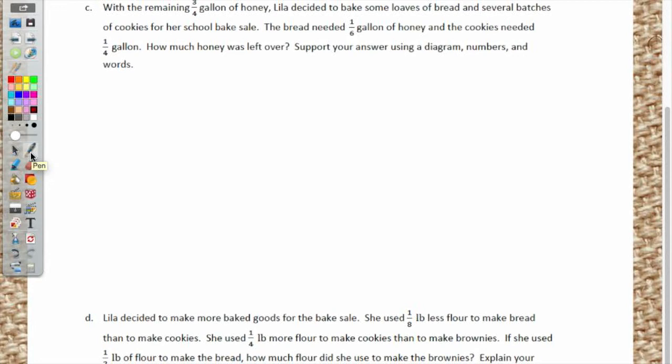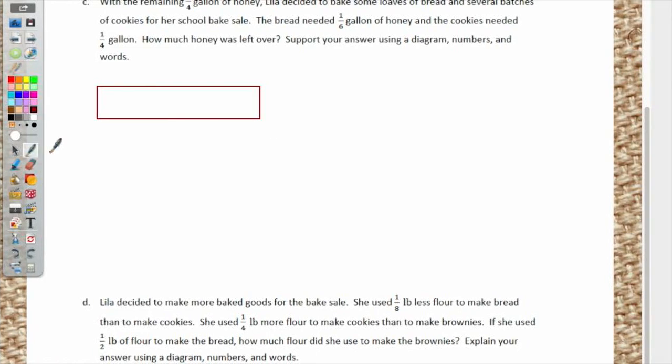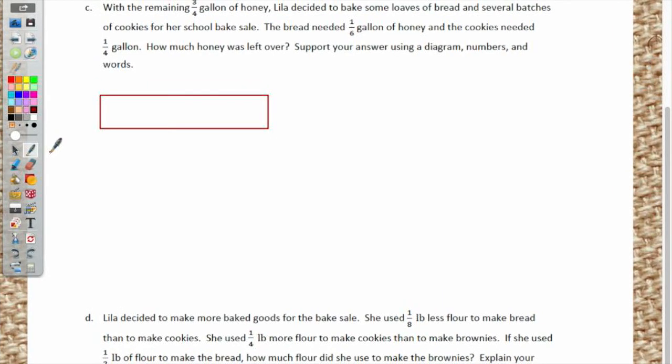Okay, let's take a look at 3. With the remaining 3/4 gallon of honey. If I look back on the second problem, it says she had 3/4 gallon of honey left. So that came from problem 2. Lila decided to bake some loaves of bread and several batches of cookies for her school bake sale. So go ahead and get my tape diagram on there so I can write on it while I'm reading. So how much did she have left? 3/4. Good.